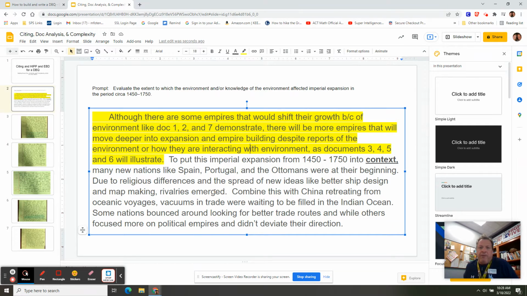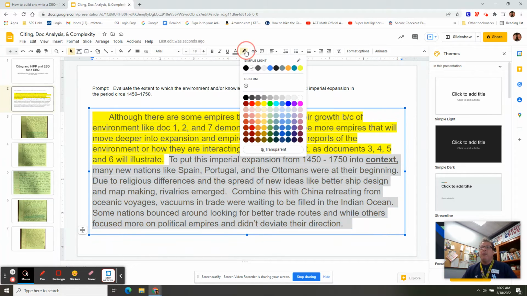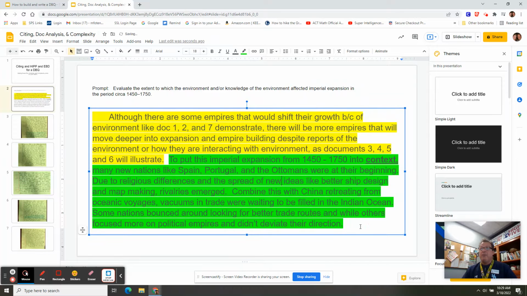So use the word. If they're going to ask you to do contextualization, use the word. It's that simple, I think. And it's no longer a muddy moment for anybody. So it's extremely clear. And boy, do we need that on the day of writing, right? Anytime that we can be clear and concise and right to it. There's your whole contextualization moment. Again, many nations like Spain, Portugal, and the Ottomans were at their beginning. The religious differences spread new ideas. Combine this with China retreating from oceanic voyages, vacuums in trade.